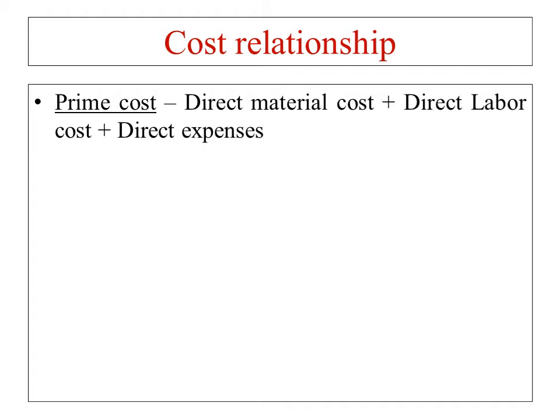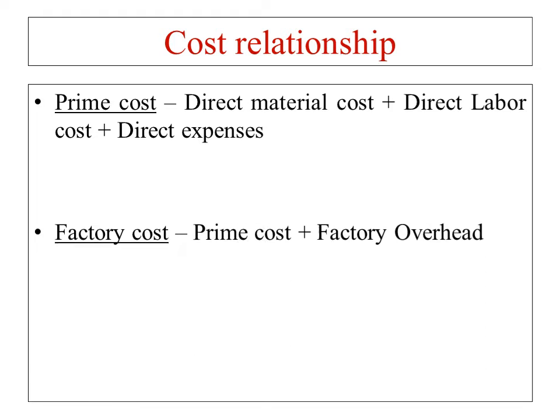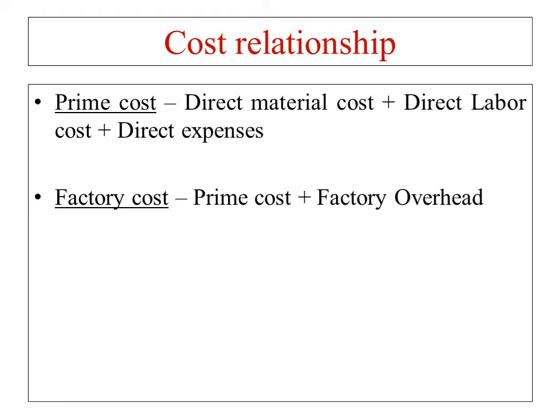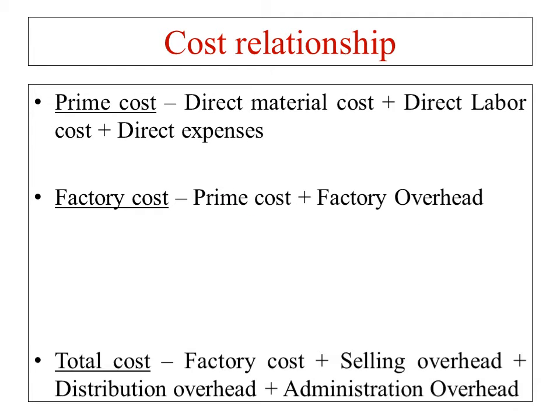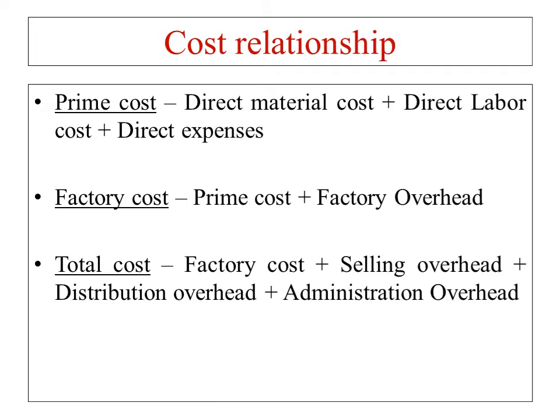In the cost relationship, the first one is the prime cost, which is equal to direct material cost plus direct labor cost plus direct expenses. Another thing is factory cost. Factory cost is prime cost plus factory overheads. Okay. Then comes total cost. So factory cost plus selling overheads plus distribution overheads plus administrative overheads. So it includes all the costs.